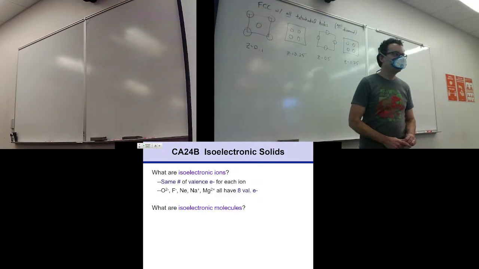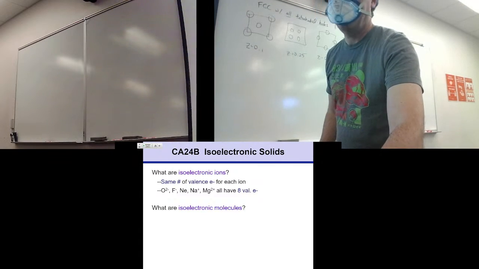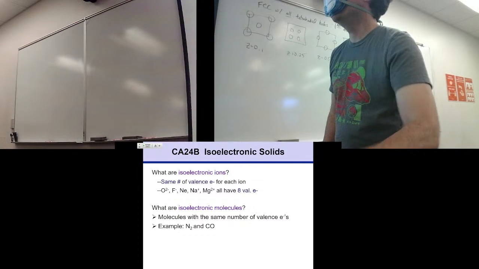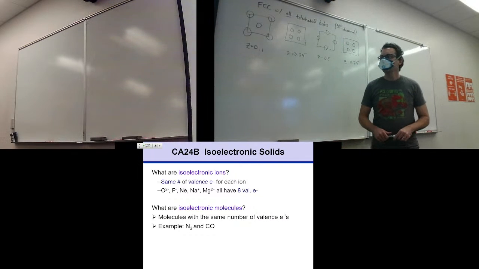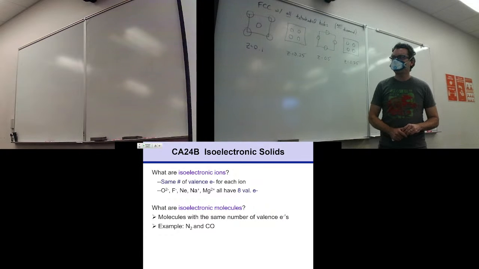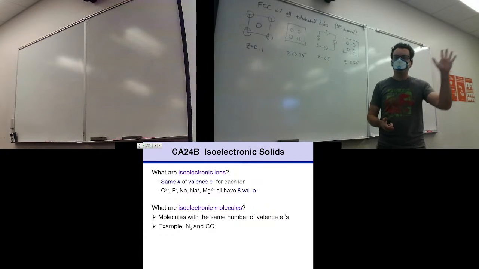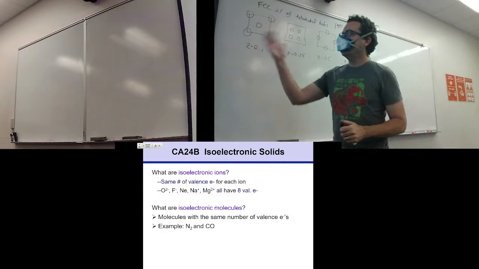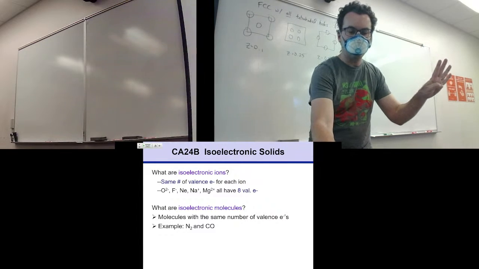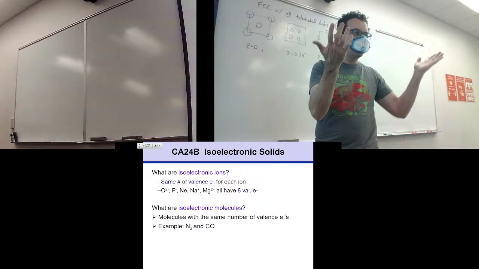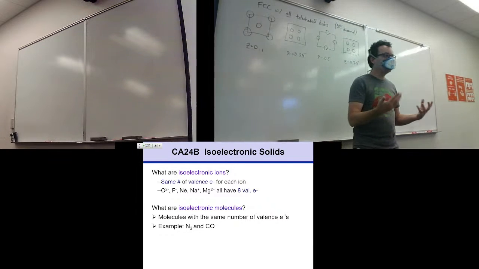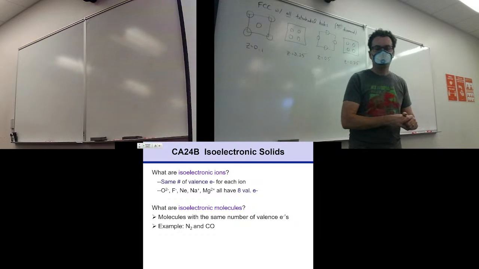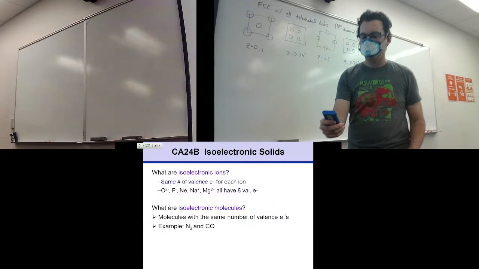Isoelectronic molecules. What does that mean? Well, you've got molecules with the same number of valence electrons. So what does that mean? Well, N2 and CO. If you count the total number of valence electrons in nitrogen, each nitrogen has 5 valence electrons. So 2 nitrogens has 10 valence electrons. Well, CO, carbon monoxide, carbon has 4 valence electrons. Oxygen has 6. 4 and 6 is 10. So they both have a total number of valence electrons, 10. These are isoelectronic molecules, an example of isoelectronic molecules.